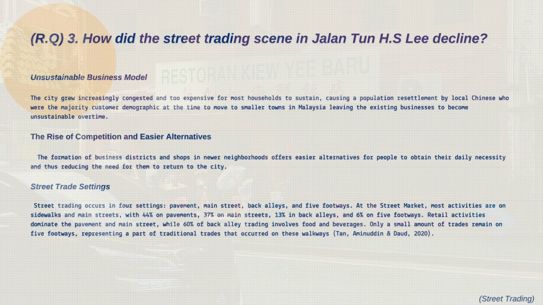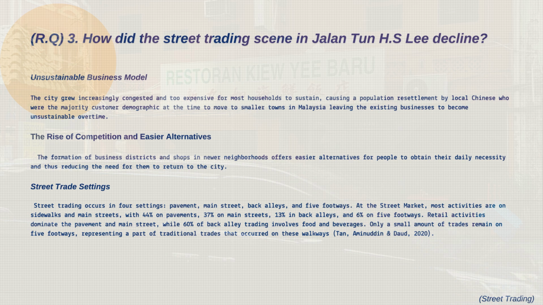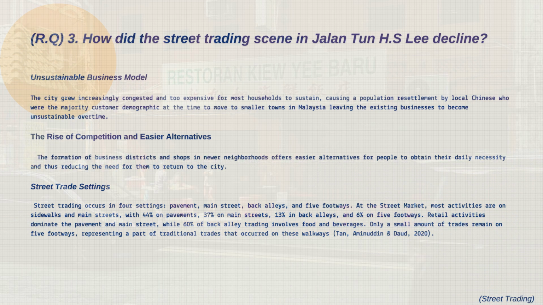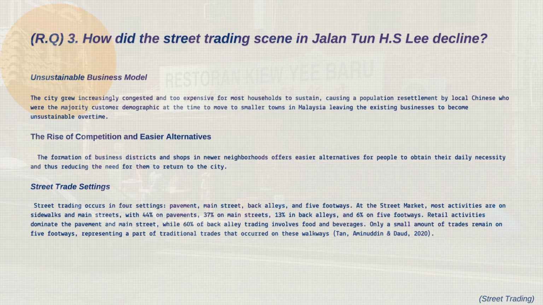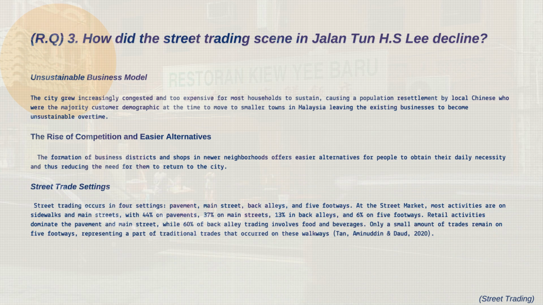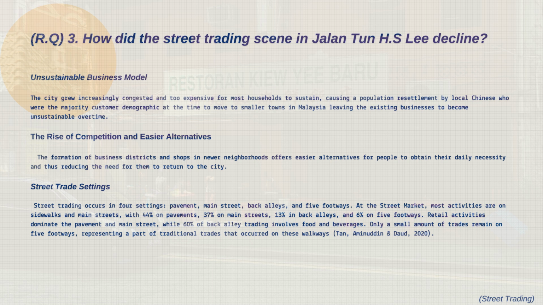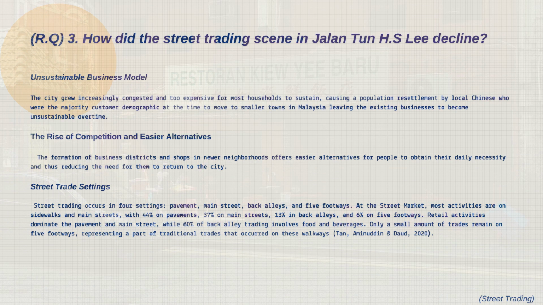The last topic is street trading, and its research question: how did the street trading scene in Jalan Tun HSL decline? The first reason being an unsustainable business model. The city grew increasingly congested and too expensive for most households to sustain, causing a population resettlement by local Chinese, who were the majority customer demographic at the time, to move to smaller towns in Malaysia, leaving the existing businesses to become unsustainable over time.